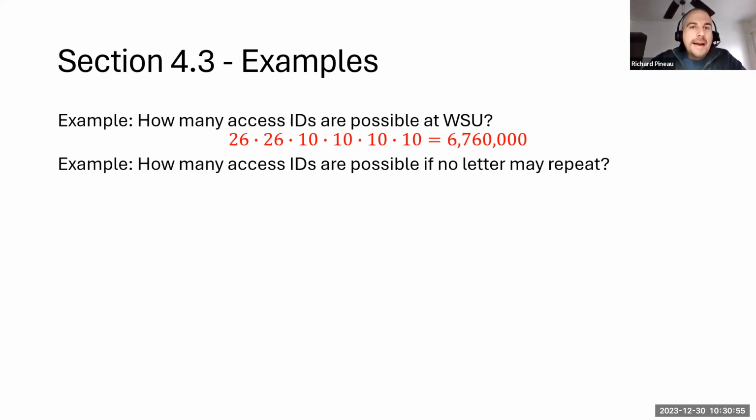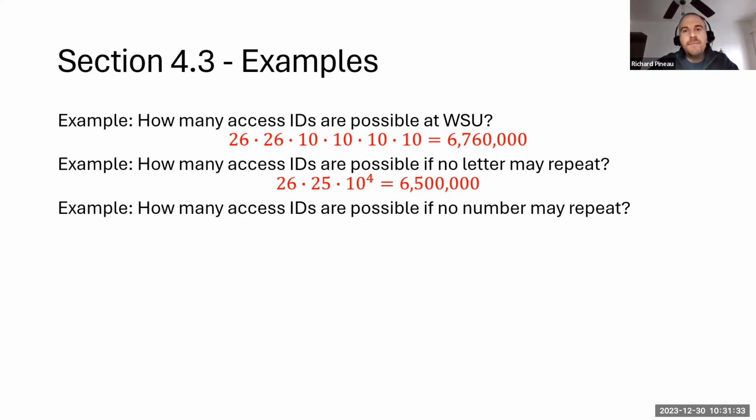Okay, how many access IDs are possible if no letter may repeat? Okay, so repeats are not allowed. Well, the numbers aren't going to change, so that's going to remain as 10 to the 4th power, or 10 times 10 times 10 times 10. But since we can't have repeating letters, that's going to be 26 times 25, right? So if I selected, let's say, B for the first letter, for the second letter the pool of choices I have decreases by 1 because I can't use B again. So there would be 25 of them. Okay, so that would be 6.5 million.